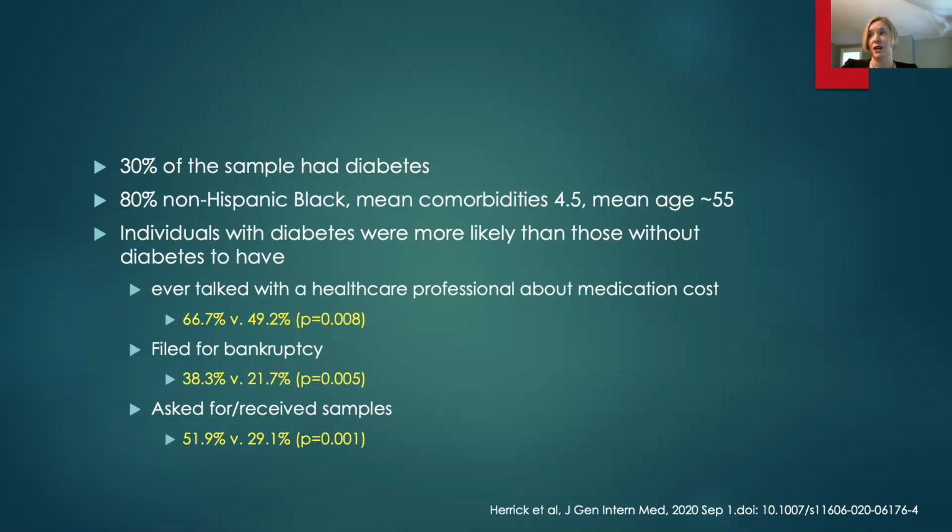30% of this population had diabetes, and of the whole study population, 80% identified as non-Hispanic Black. The whole population had a high number of comorbidities with a mean of around 4.5 and a mean age of 55. Two-thirds of this population had a positive response on the general financial strain measure, and people with diabetes were more likely to have skipped a dose because of cost than those without diabetes. Individuals with diabetes were also more likely than those without diabetes to have ever talked with a healthcare professional about medication cost, to have filed for bankruptcy, and to have asked for and received samples.